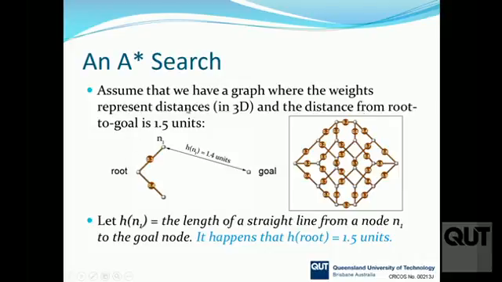So what we can do here is that for each of our child nodes, we can assign an evaluation based upon that heuristic function f n. So we let h n1 equal the length of a straight line from node n1 to the goal node, and we find that that's 1.4 units, so this is just a mock-up.